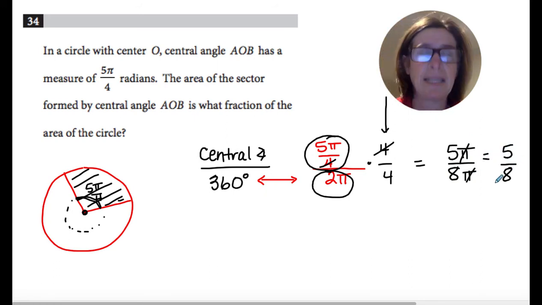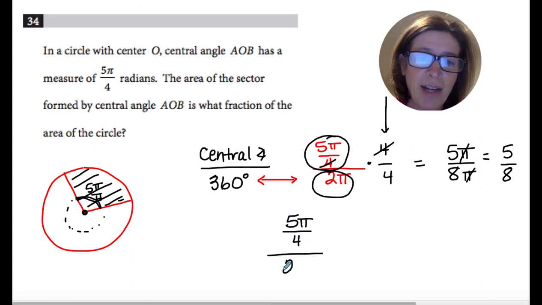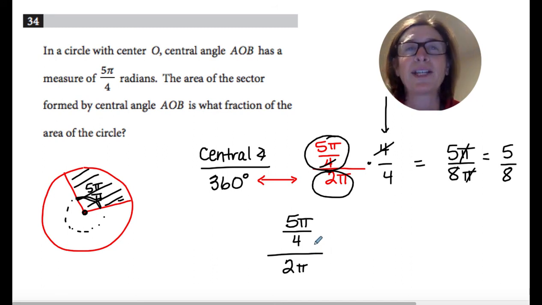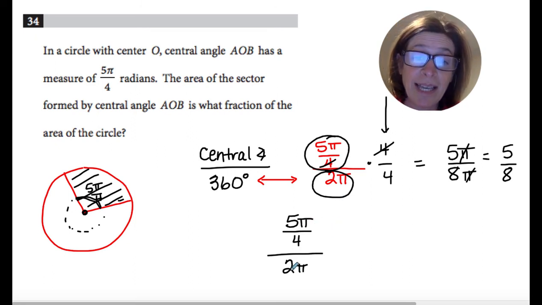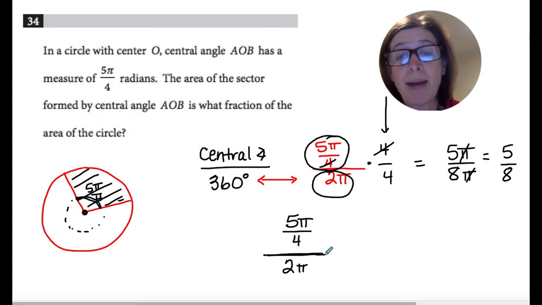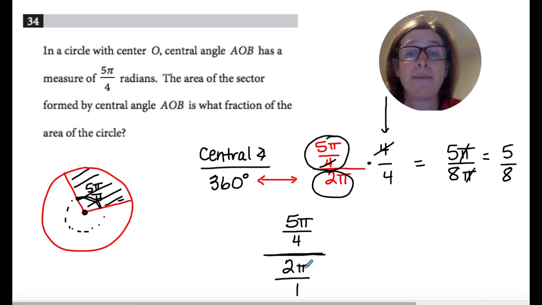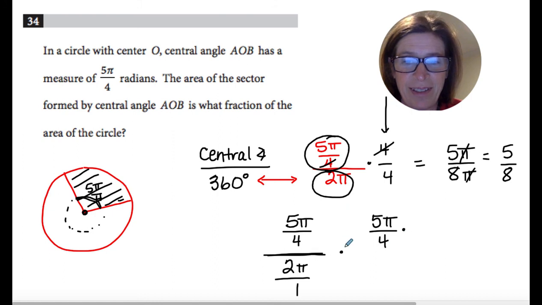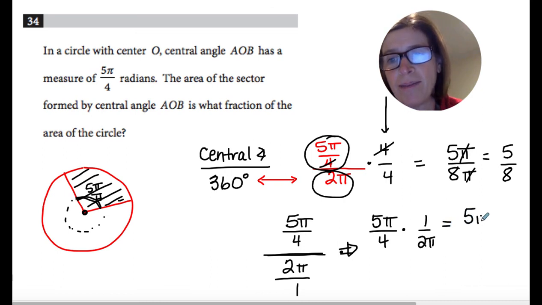While I don't like to think of it like this, a lot of kids will say, oh, you just keep, change, flip, because you learned that in pre-algebra. It's not really the best way to think about it because it's not really mathematical, but you can think about it like this: 5 pi over 4 divided by 2 pi over 1 is the same thing as multiplying by 1 over 2 pi. Again, that gives me 5 pi over 8 pi, or 5/8.